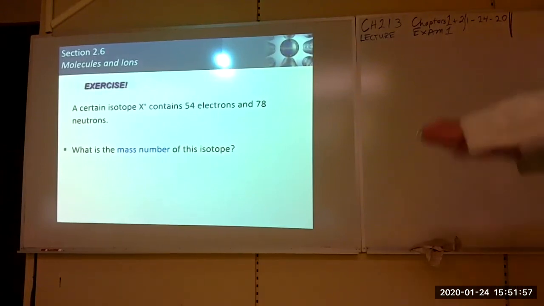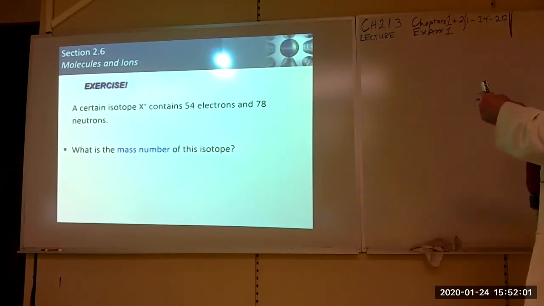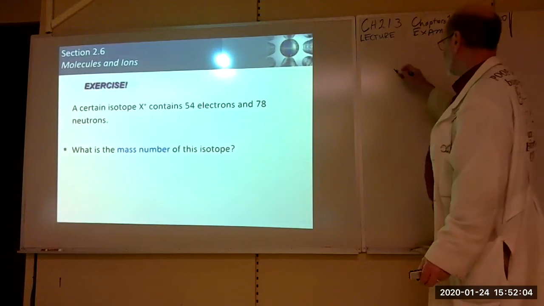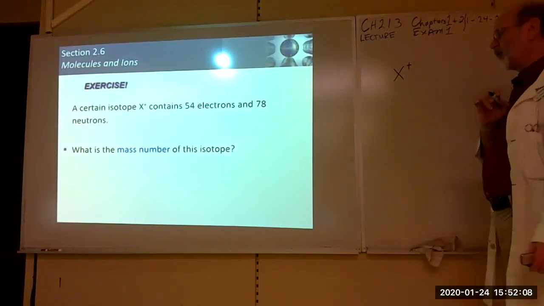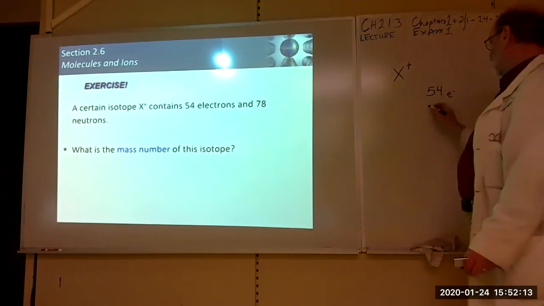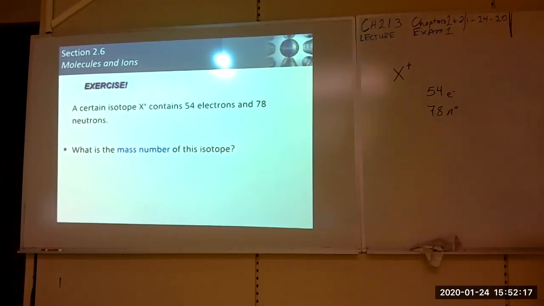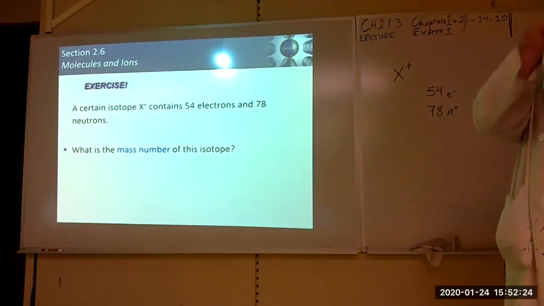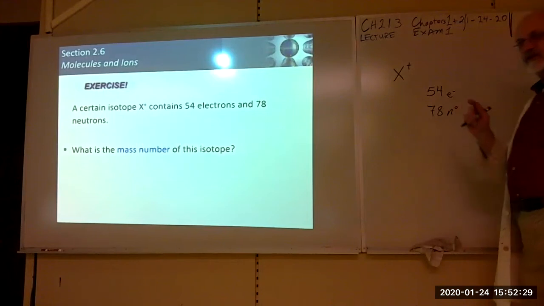Okay, so if you have an isotope of this element, let's say, and it's charged, okay? It has 54 electrons and 78 neutrons. What's the mass number? The mass number is going to be the number of protons plus neutrons. So you've got to find out how many protons this represents. Can we do it from that information?